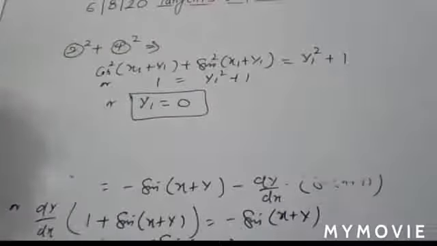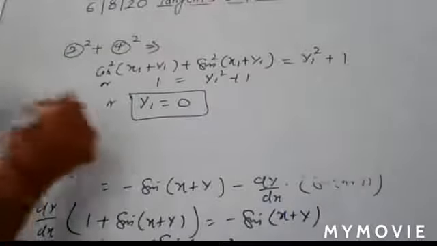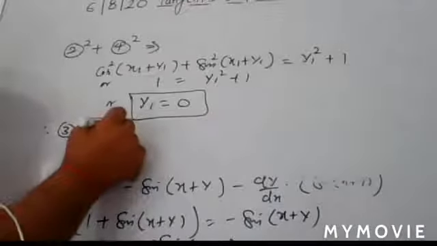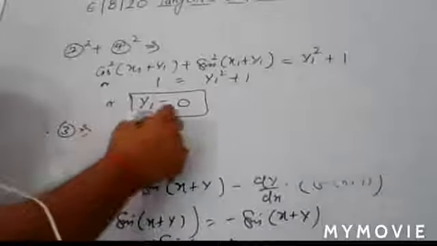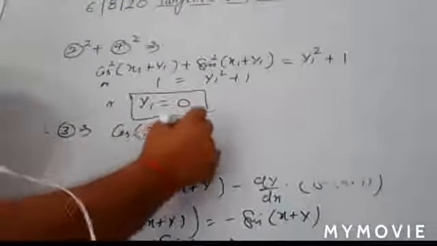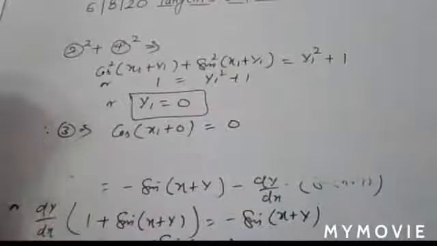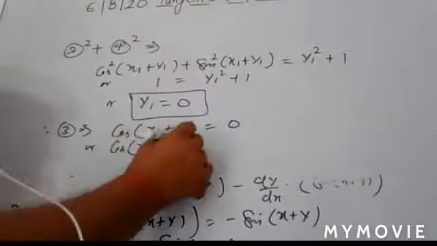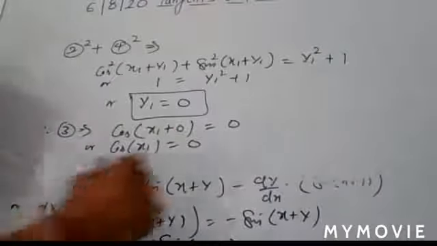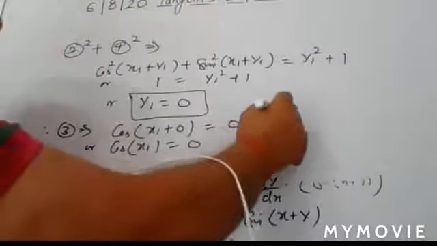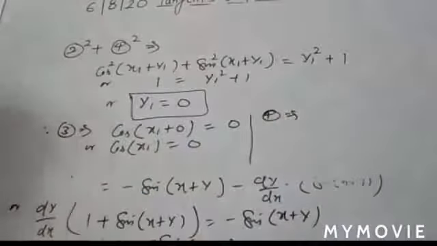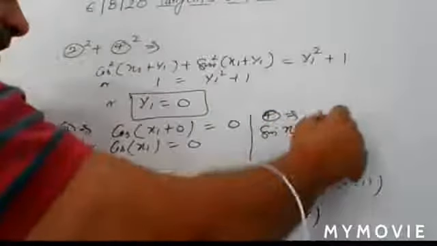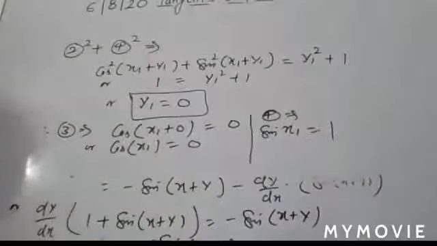Understand? So if the value of y1 is 0, what do you have? Third implies cos of (x1 plus 0) is equal to y1, which is 0. So here you have cos of x1 is equal to 0. Understand? Now, if you are putting y1 is equal to 0 in fourth equation, what do you have? Sine of x1 is equal to 1.